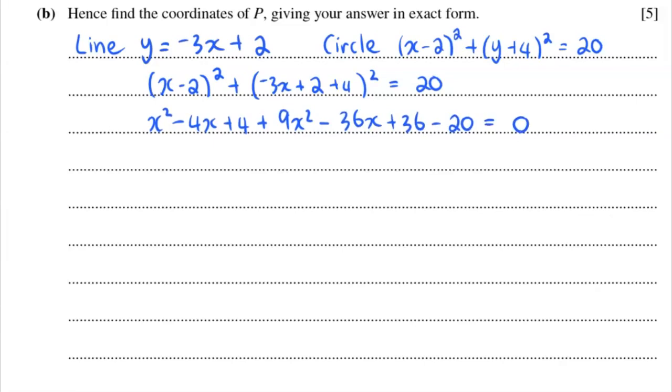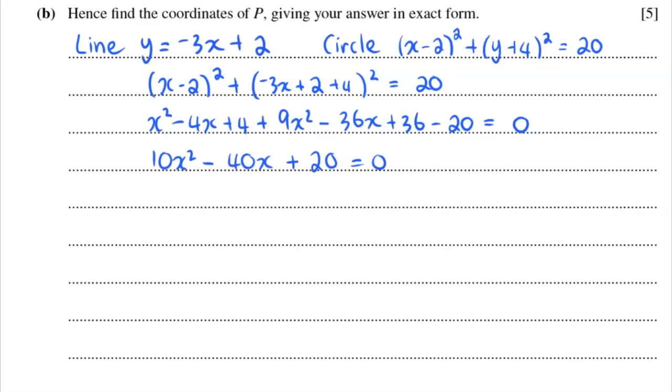Okay, so we've got x squared plus 9x squared will become 10x squared. We have negative 4x minus 36x, minus 40x. Isn't that nice? And we have got negative 4 plus 36 minus 20. So it turns into, no, that's not right. It's positive 4. 4 plus 36 is 40, and 40 minus 20 is 20. What?